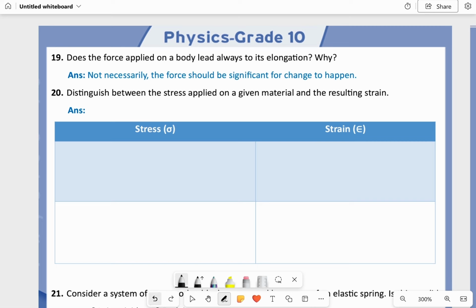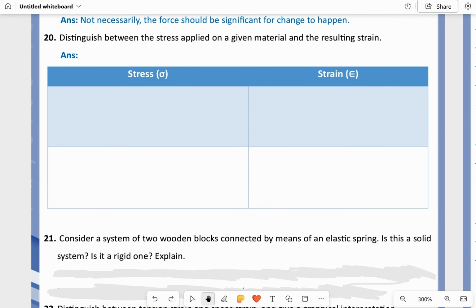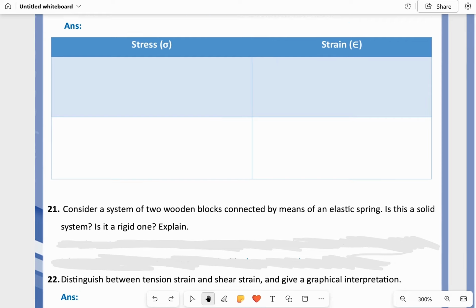Question 20, it says, distinguish between the stress applied on a given material and the resulting strain. You can write this down. Stress is a force applied on an area. Strain is the ratio between initial length and elongation. The unit for stress is Pascal or Newton per meter squared, and strain doesn't have any units.